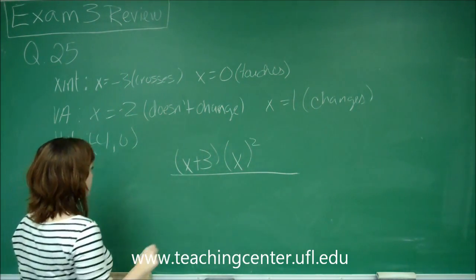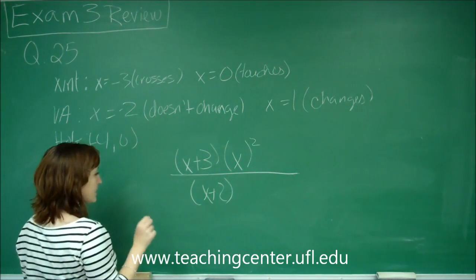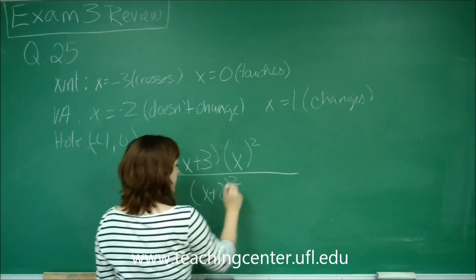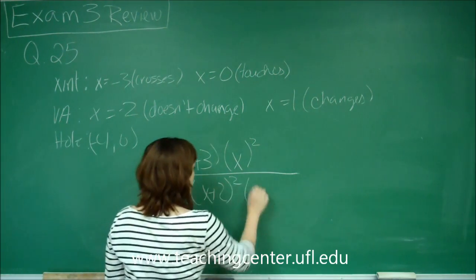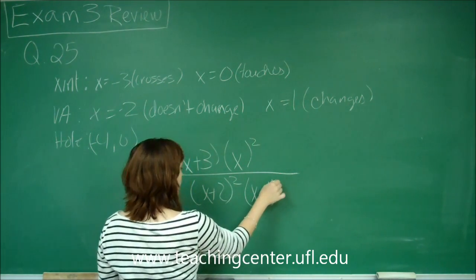I have that x plus 2 is a vertical asymptote where my sign doesn't change. My sign isn't changing at the vertical asymptote, which means that factor is also squared. And for x equals 1, so x minus 1, where the sign changes, that power has to be odd.